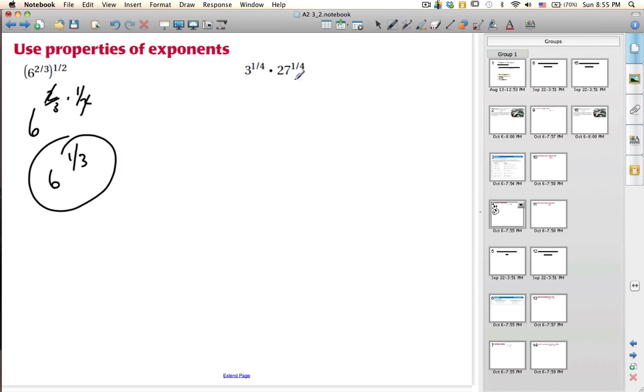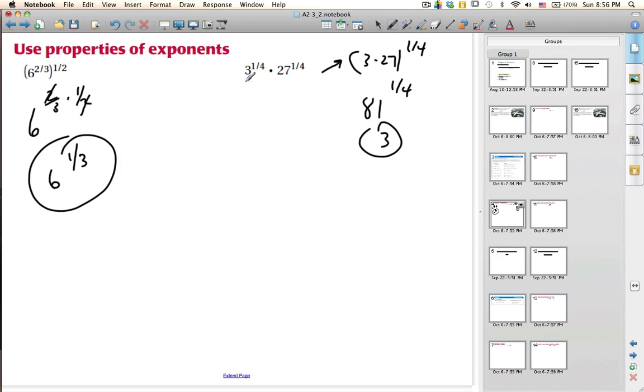So if I want to simplify using the properties of exponents, I could make them the same, or so I have some choices here, right? I could say that this is 3 times 27 to the 1/4 power. That would be 81 to the 1/4 power, which would be equal to 3. That's accurate.